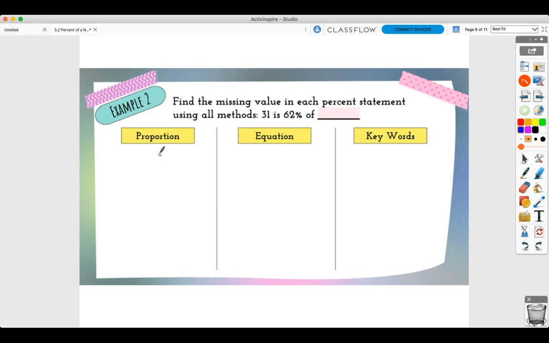So again, proportion is part over whole equals percent over 100. And the setup of this is a little different. 31 is 62% of what? So if they give you a percent, that's the easiest number to put in here. 62 over 100. So 31 is 62% of what? So that is going to be 31 over x this time. Your unknown is your whole.